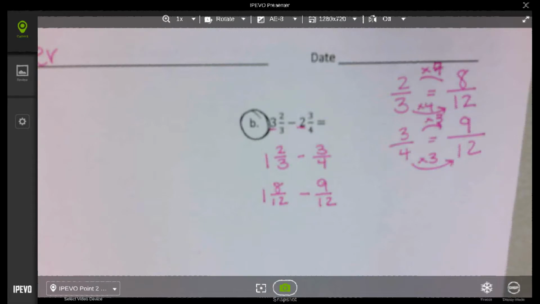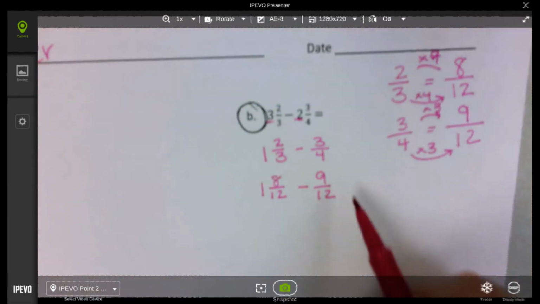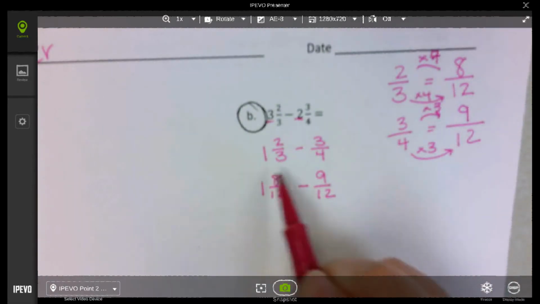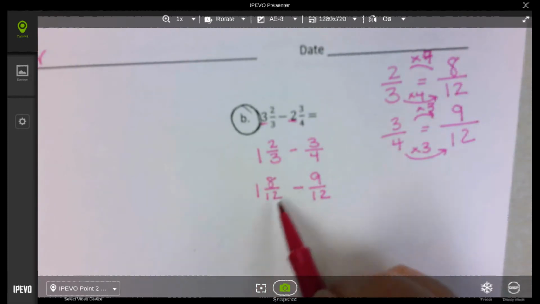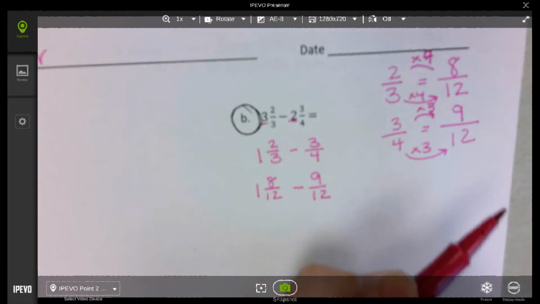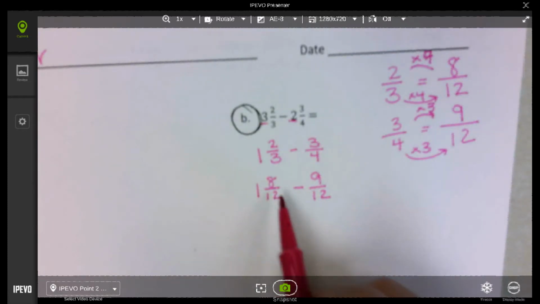Now here's where a lot of kids will say, all right, I'm almost done. My answer is going to be 1 1/12. Well, no, because when we're subtracting, that first term has to be bigger. Otherwise, we're going to get a negative number. So we can't just subtract across because this number is smaller.